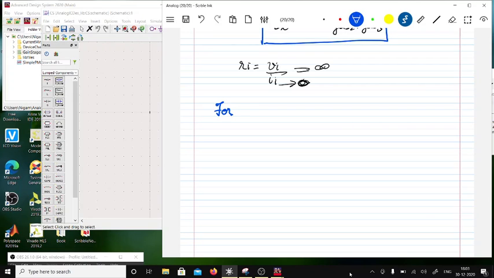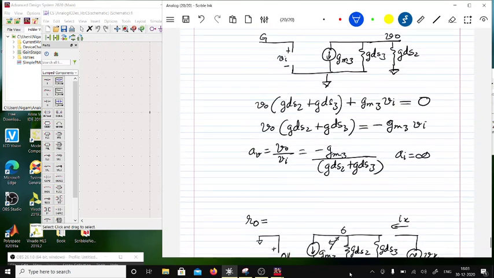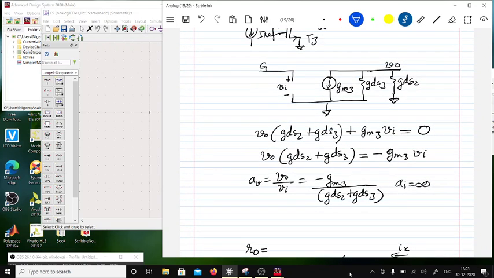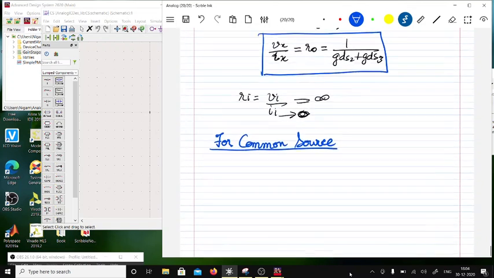Now I'll tell you for common source why it is called common source. The reason is that the source is common between output and input. Source is a common ground between output and input, so voltages are with respect to source, which is common between input and output. That's why it is called common source.